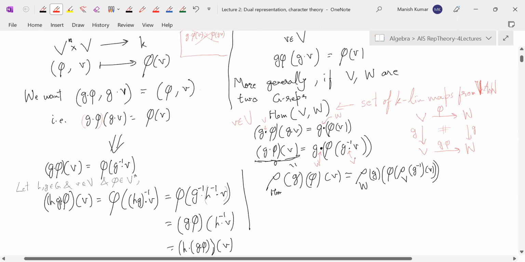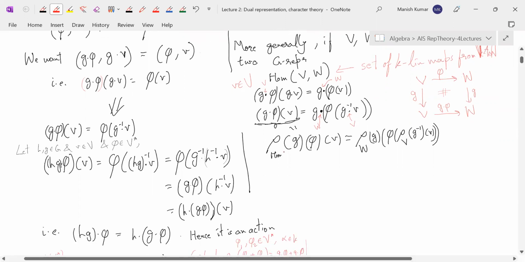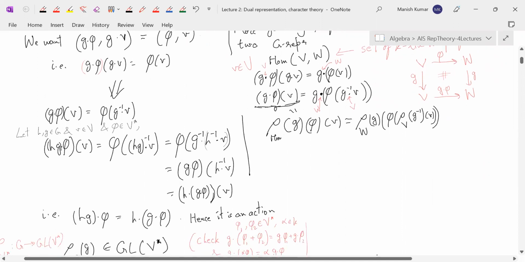So if I want to write it very transparently, I should use this rho, the action of G on Hom. So rho Hom(V, W) is what I should write. So rho Hom(V, W) of g on phi should be another linear map from V to W, and its formula, if you plug in v, is rho W of g, remember the first action is the action on W, of phi of rho V of g inverse evaluated at v. From the context it's usually clear what you have to do. So this makes Hom(V, W) into a G representation.